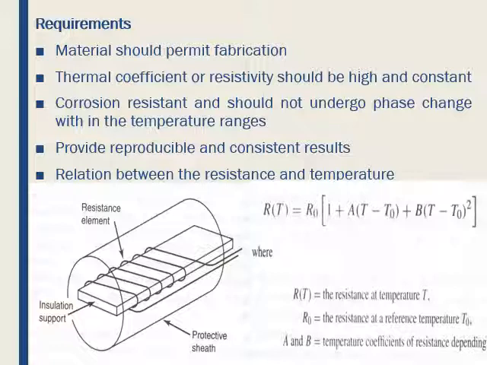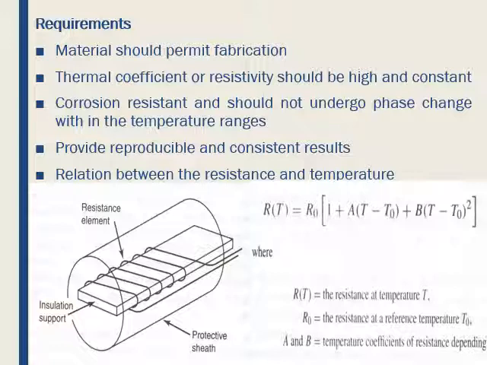The major requirements of RTDs are that the material should permit fabrication, the thermal coefficient of resistivity should be high and constant, and it should be corrosion resistant and should not undergo phase change within the temperature range. They should provide reproducible and consistent results. These are some of the major requirements for the RTD. Generally, they are used in bridge circuits, like the Wheatstone bridge, which is similar to strain gauges.